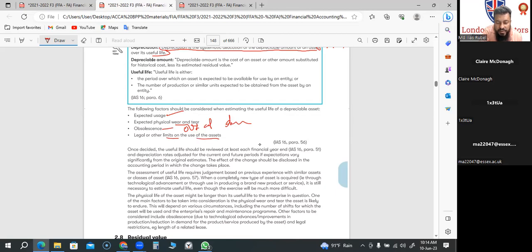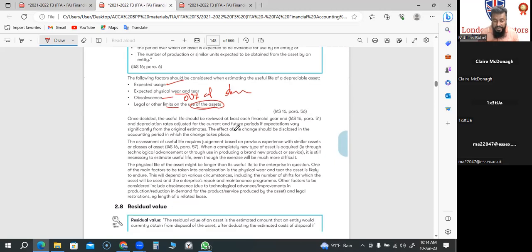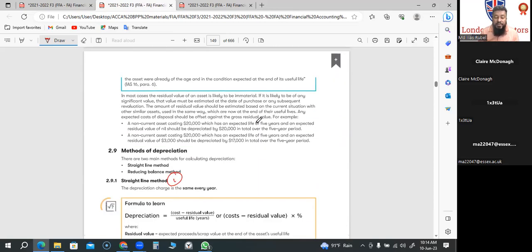Legal or limits of your use of the assets, like you get a 5 year or 10 year license to use it. So that's how we depreciate over a period of time. The value of your non-current asset goes down. Now, the two methods straight away.